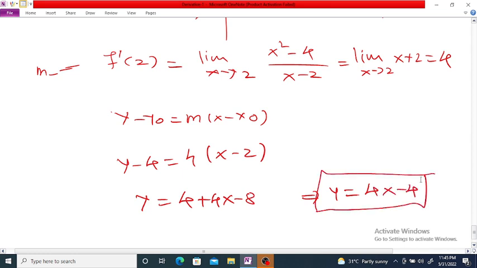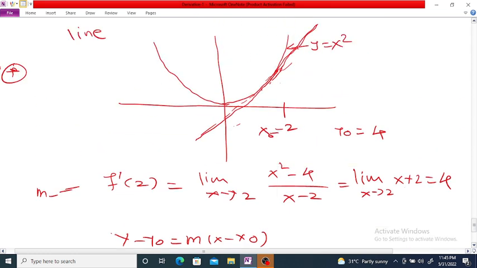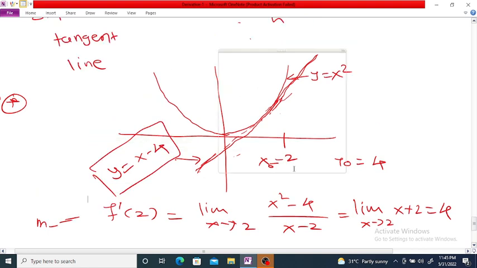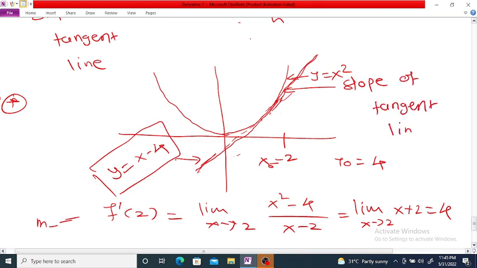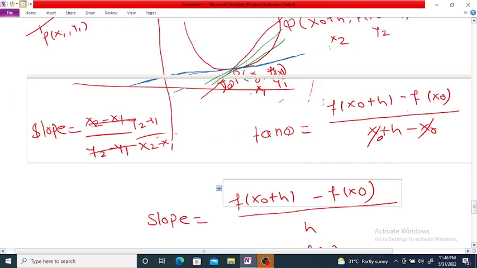This is the equation of the tangent line, y is equal to 4x minus 4. This is the equation of the tangent line at x is equal to 2. So what does the derivative represent geometrically? It represents the slope of the tangent line. Here you can observe, here you can see.